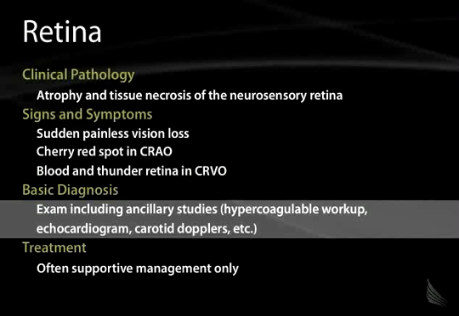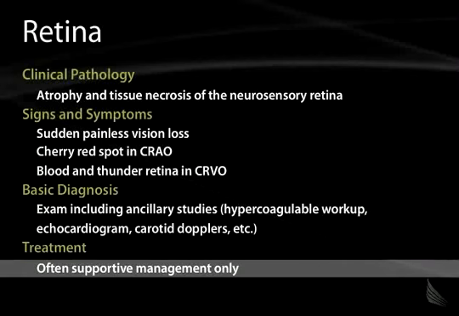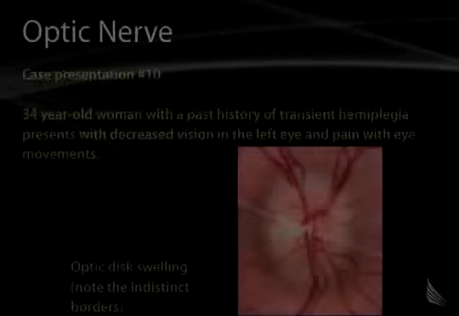You'll look for a Hollenhorst plaque in a central retinal artery occlusion to identify embolic phenomena. You'll check the heart valves, you look at the carotids. For a vein occlusion, you can do a hypercoagulable workup. Treatment is often supportive. By the time the retina is ischemic and infarcted, there's nothing you can do about it. So supportive measures usually are the only thing we can do. Often heroic measures are employed, but they're usually not very successful.